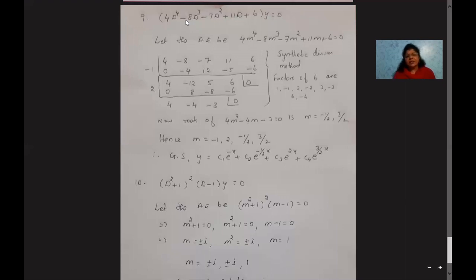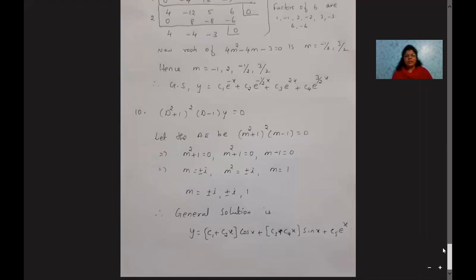That is, the general solution is y is equal to c1 e power minus x plus c2 e power 2x, and so on. I have changed the order here. Either you can write minus half as first or 2 as first. However it is, if you are changing the order also, no problem at all. Okay. Now we'll move on to the last problem of homogeneous linear differential equation.